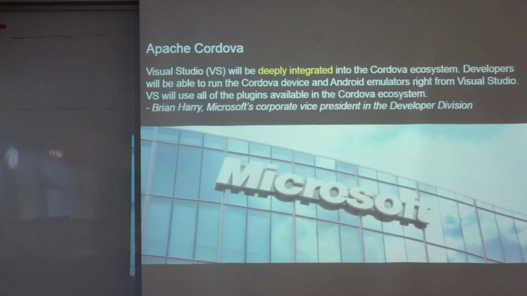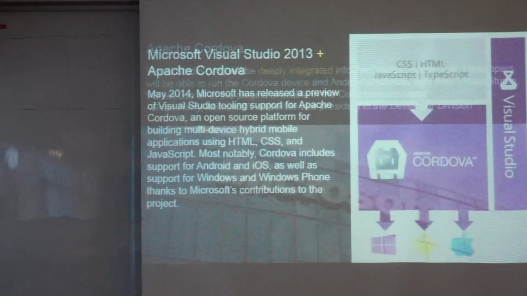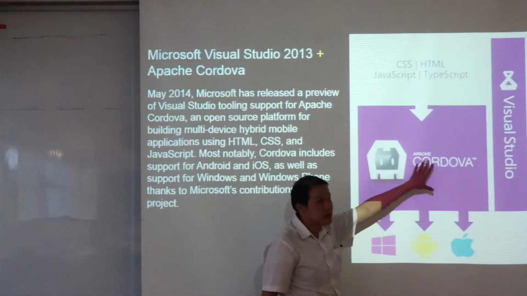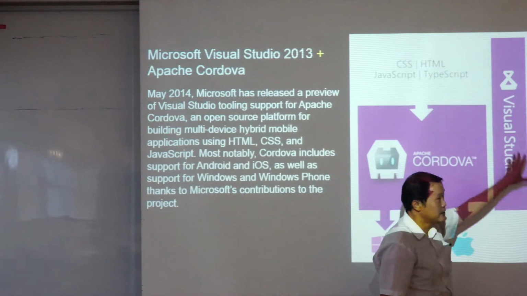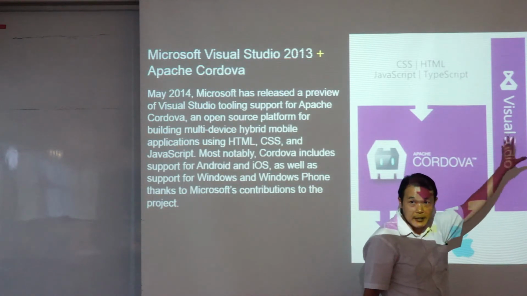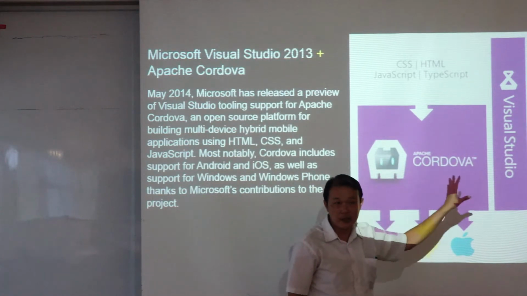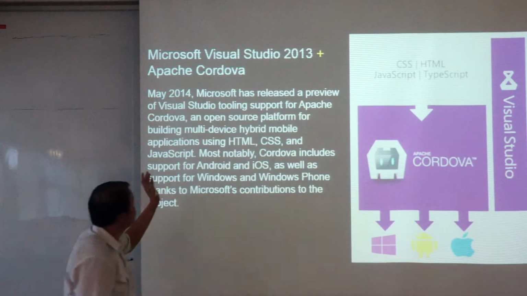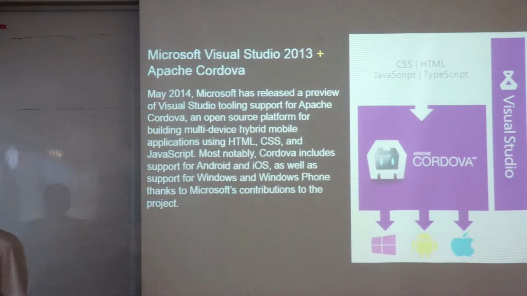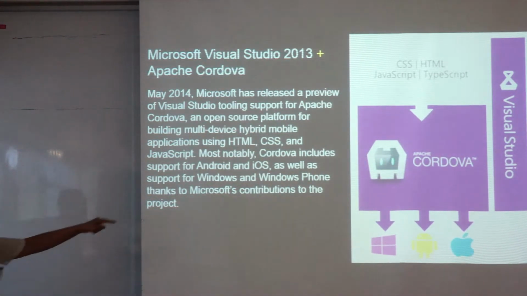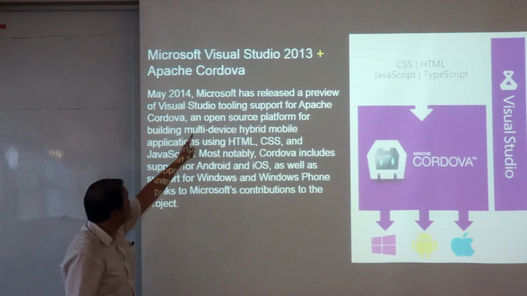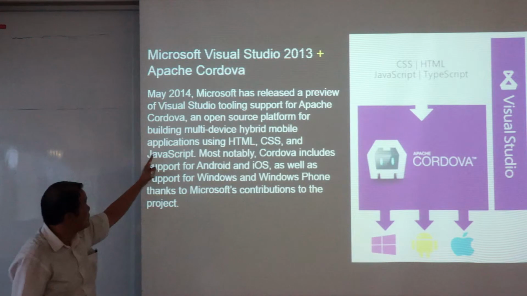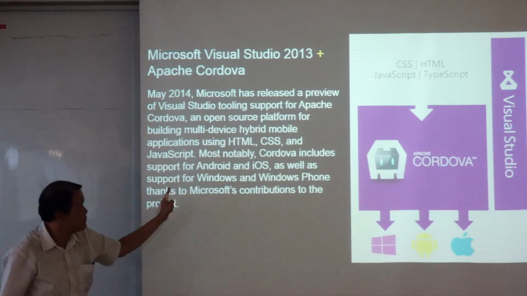Okay, so how it is done is that it is still using Apache Cordova. It's just that Microsoft Visual Studio became a very good IDE that wowed the audience during the Microsoft TechEd show in May. So this is just a very brief copy and paste of what Visual Studio wants to do. It wants to become an open source platform for building multi-device hybrid mobile applications using HTML and so on.